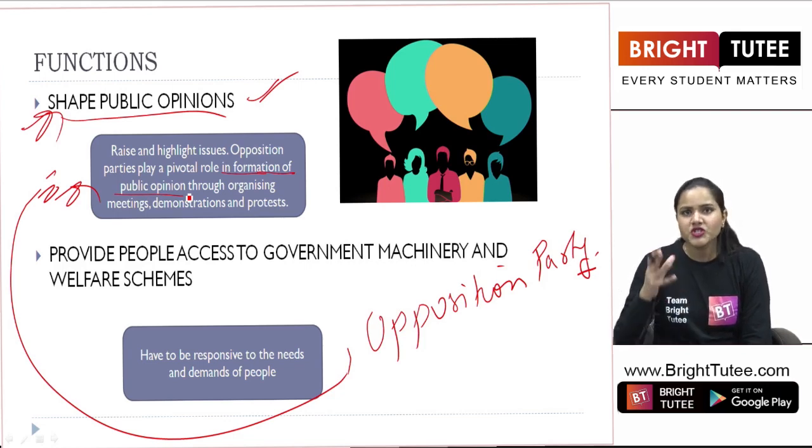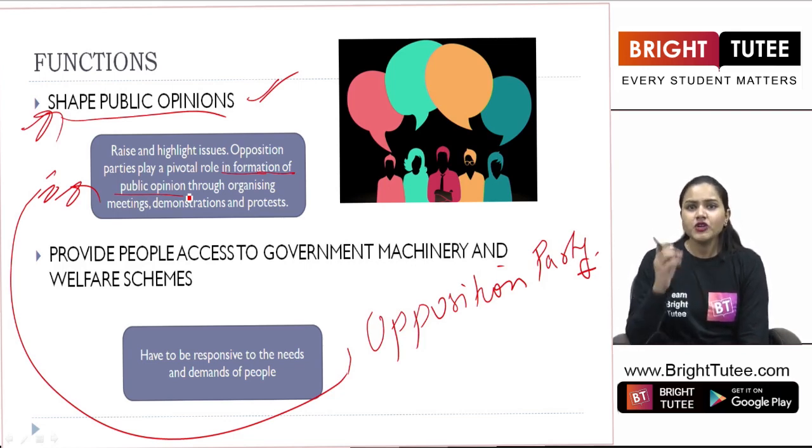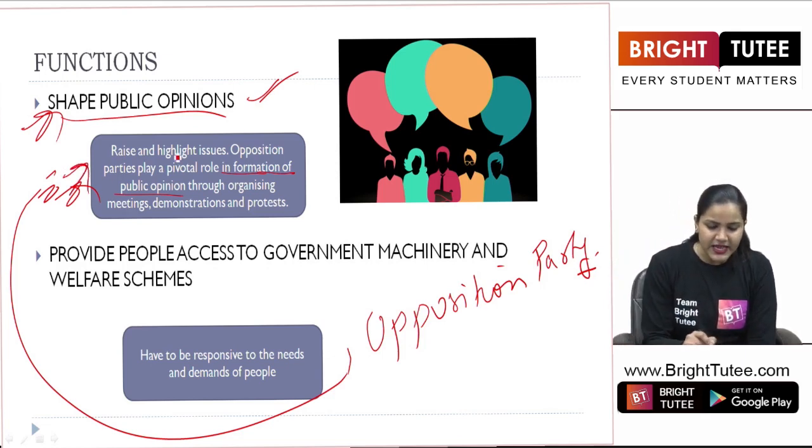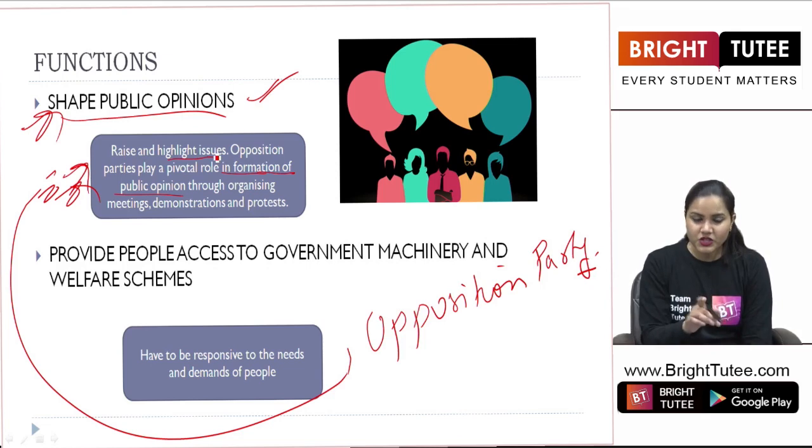So when you are watching certain thing, definitely you are going to form an opinion regarding it. So people who are watching these news, who are watching the protest against the ruling party, they form certain opinion about the party. Right? That can be in favor of the party, that can be against the ruling party. Right? So here by raising and highlighting issues, opposition party, they play a major role in formation of public opinion.